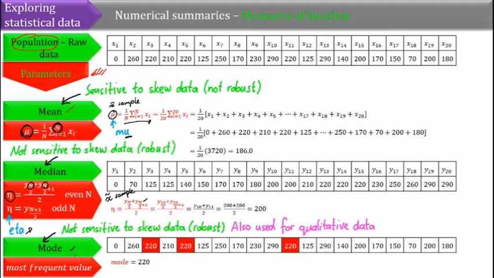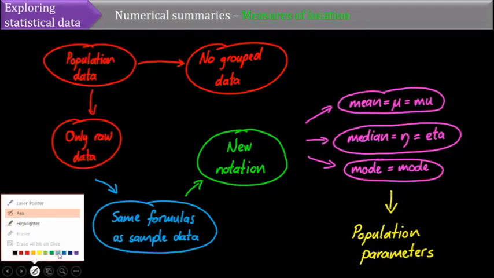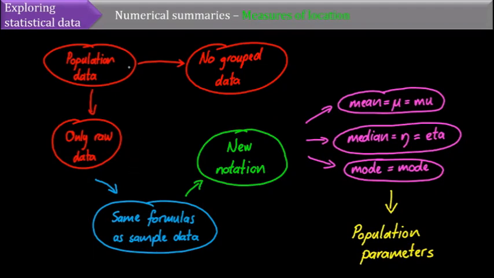This is actually a very nice one. The mode stays the mode. There's no short notation for it. It's just the value that appears the most, so we simply go through the population and we count, and that's it. So, to summarize, for population data, we only have raw data. We don't have group data. Okay, so no group data for a population. Only raw data.